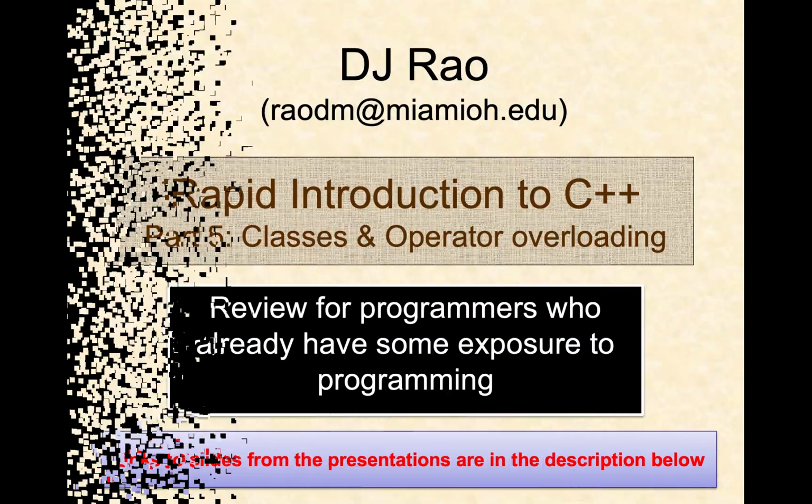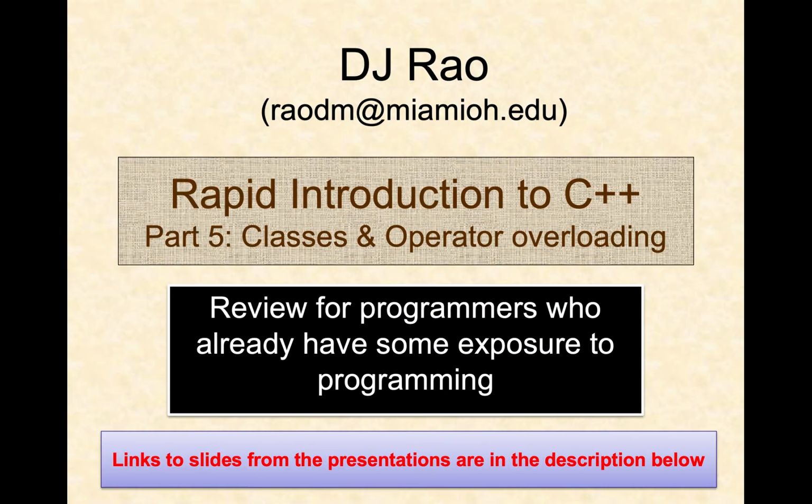Hello, I'm DJ Rao. This is the last part in the five-part series designed to provide a rapid introduction to concepts in C++ so that programmers can quickly ramp up on developing programs in C++. Ensure you view the other four parts of this series that cover the key concepts required for developing comprehensive programs in C++. This part of the series provides a basic introduction to object-oriented programming in C++.